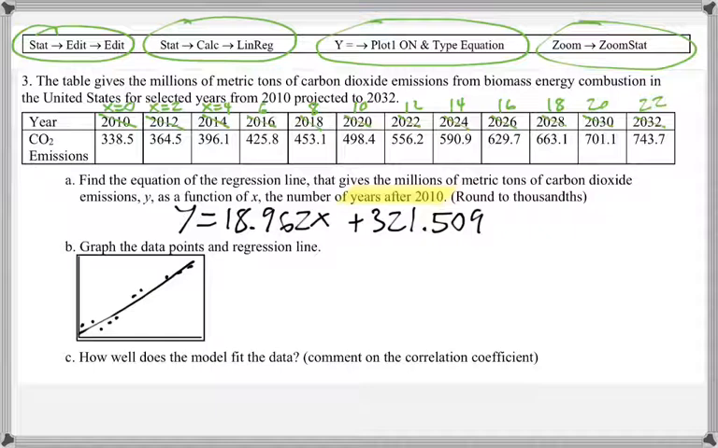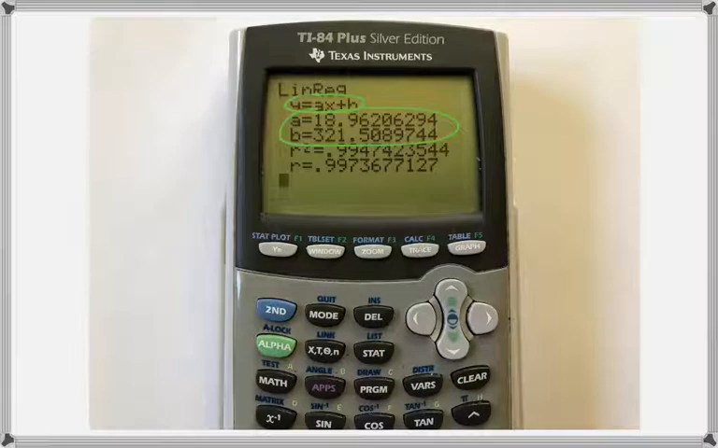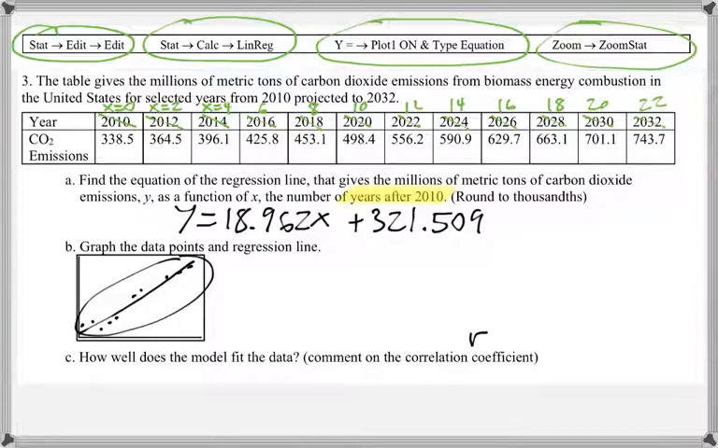Okay, so how well does the model fit the data? Comment on the correlation coefficient. So that's the R value. We can already see here that the line is very close to the dots. It's a very good representation. But let's check out the R value, because it should be pretty close to 1 or -1. In this case, we can definitely confirm that it's 0.997. So that's excellent. So R is equal to 0.997, which is very good.